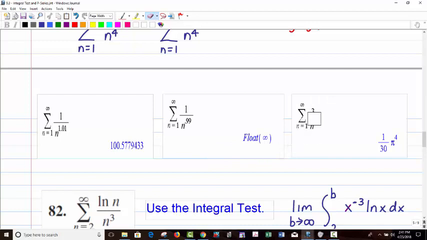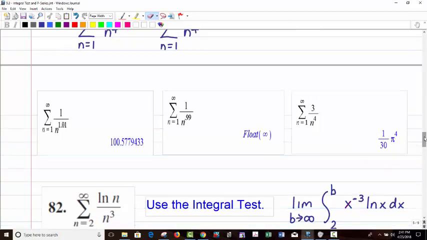And just for fun, I put in the series we just looked at. We are in no way responsible for coming up with that 1/30th pi to the 4th. That's not necessary.